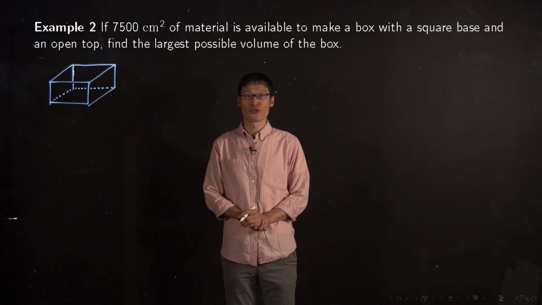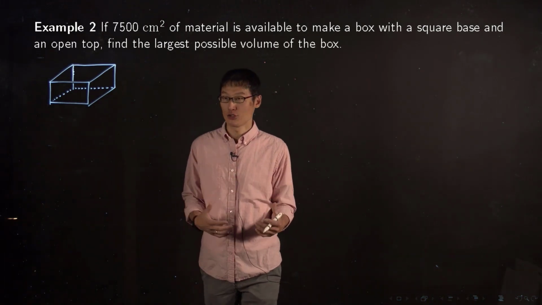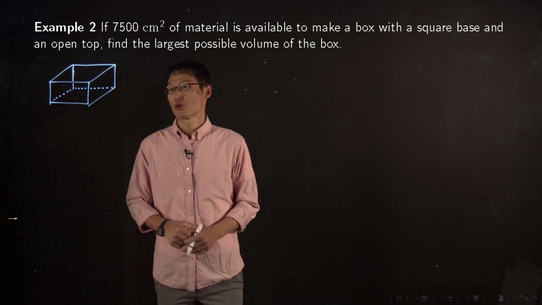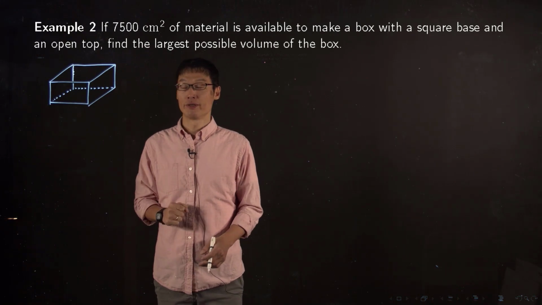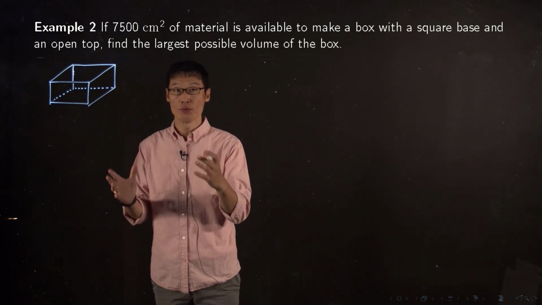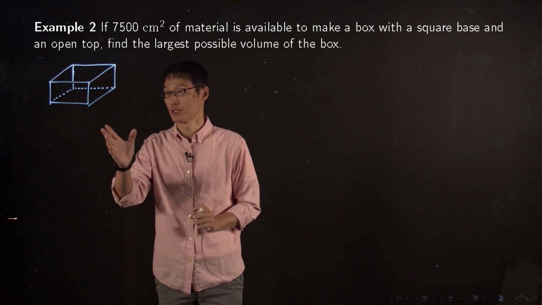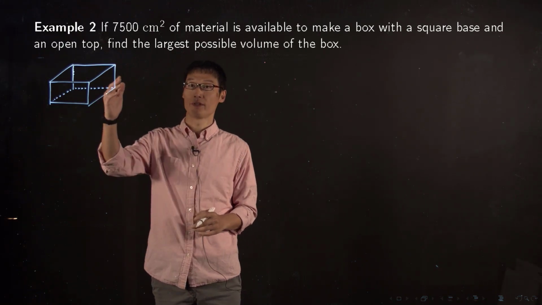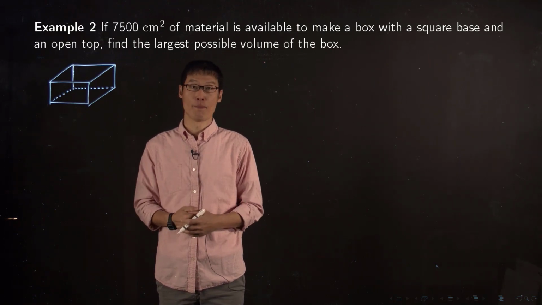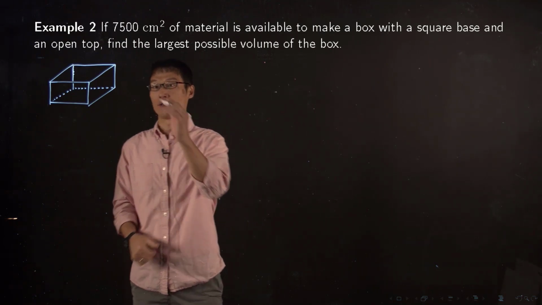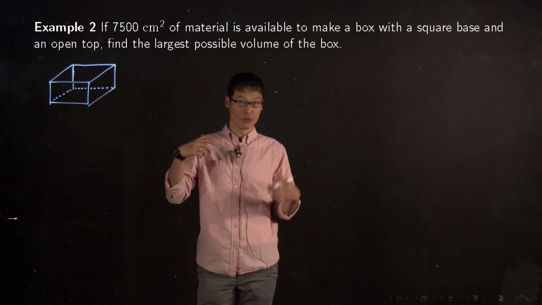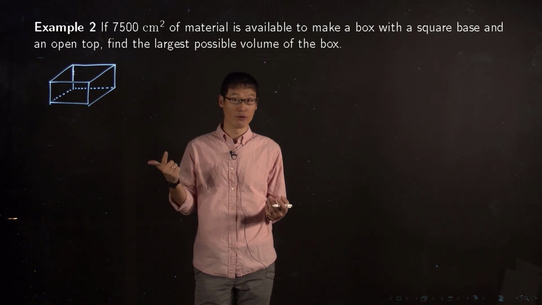This problem is about largest possible volume. So the amount of material is given and the base is square. So we have an open top box like this, and for the given amount of material, we want to maximize the volume of the box. We are interested in two things, volume and area.